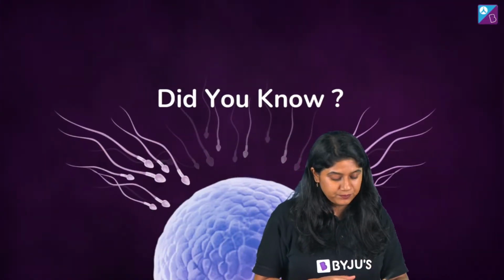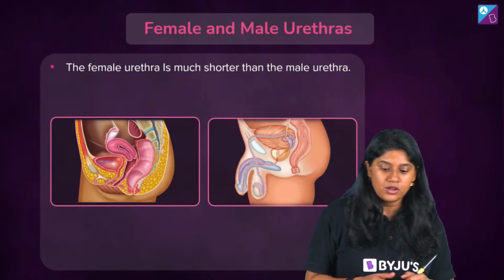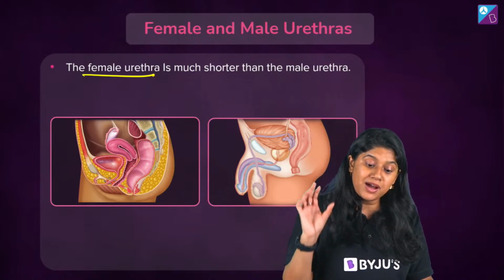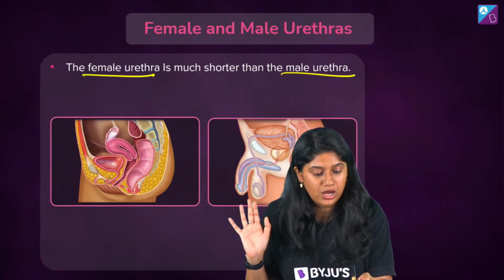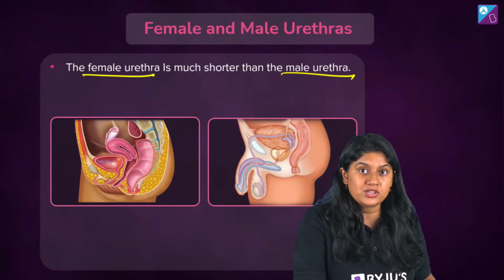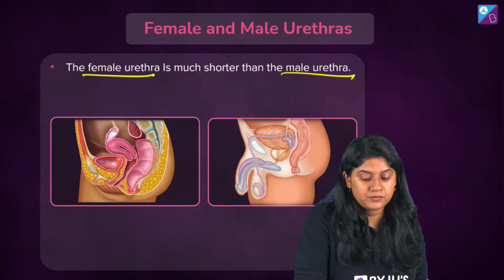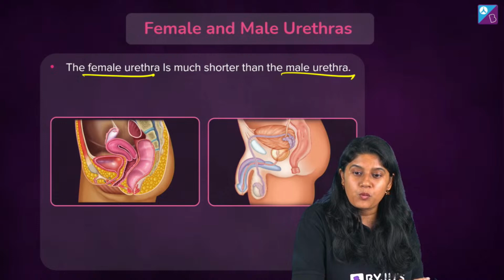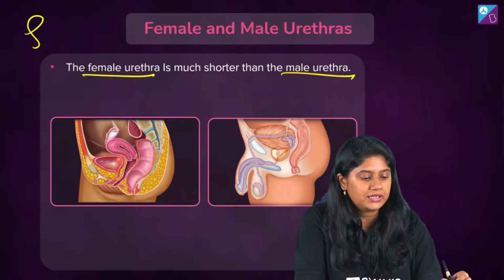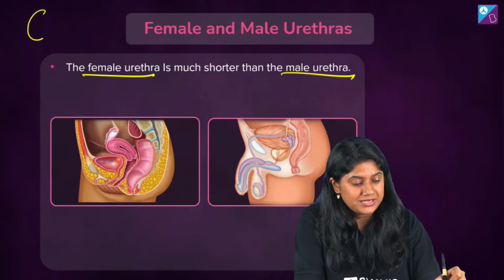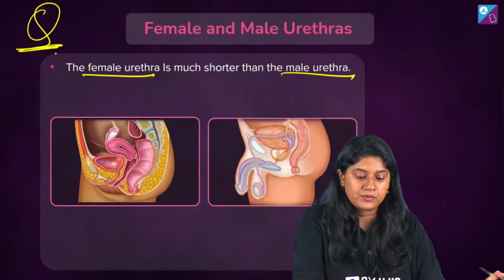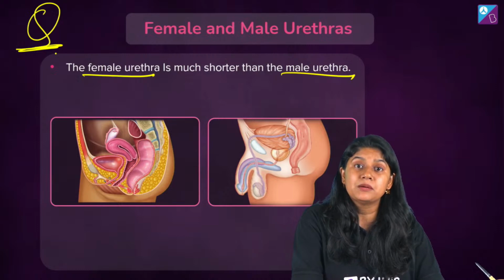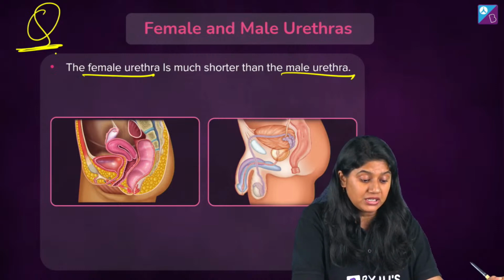Now let's move ahead and let me ask you a question, or a kind of did-you-know fact. We have something very interesting. The female urethra is much shorter than the male urethra, right? The female urethra is smaller than the male. Can you tell me the answer? Basically, what is the reason behind it? Basically, you can find the answer for this particular question. The female urethra is much shorter than the male urethra. What could be the reason for it?